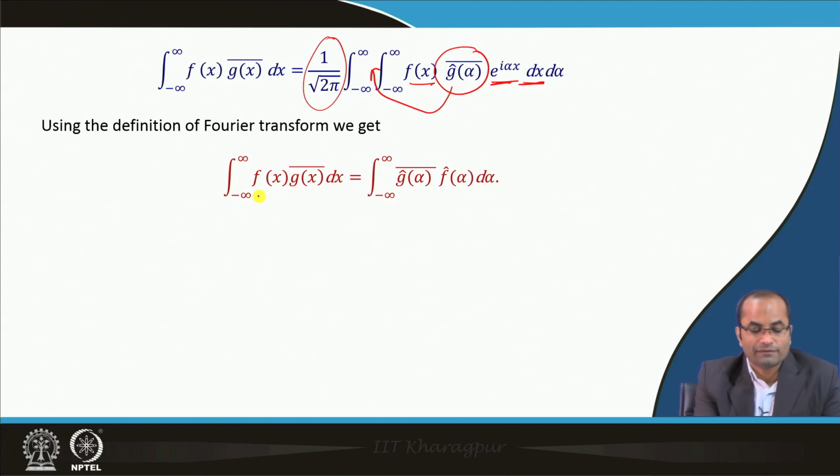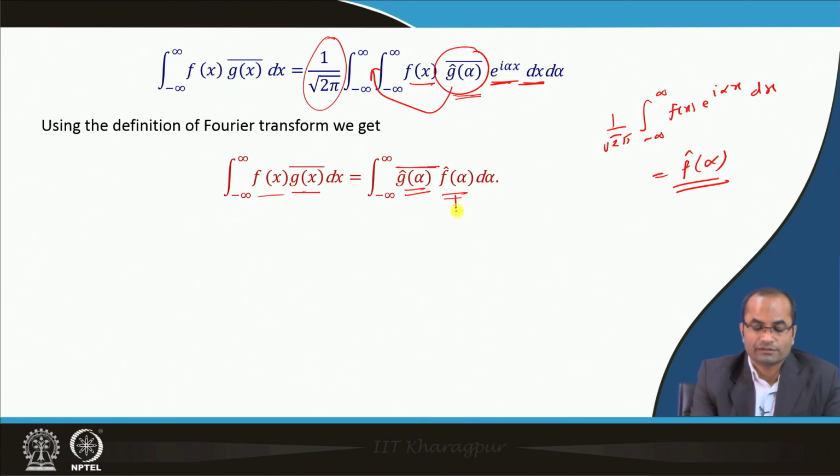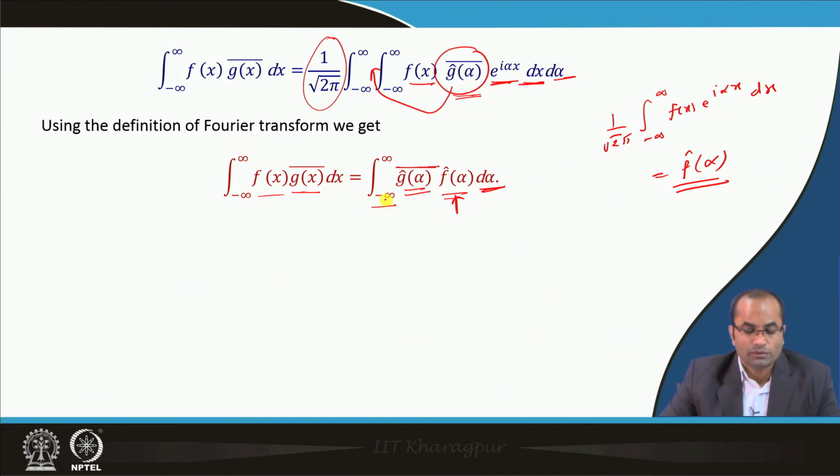So, what we have is the integral of f(x) and the conjugate of g(x) equal to minus infinity to plus infinity of g hat alpha, already there with its complex conjugate, times this inner integral, which was 1 over square root 2 pi, integral from minus infinity to plus infinity of f(x) e power i alpha x dx. That has become f hat alpha, the Fourier transform of the function f, and the outer integral is over alpha, which varies from minus infinity to plus infinity.